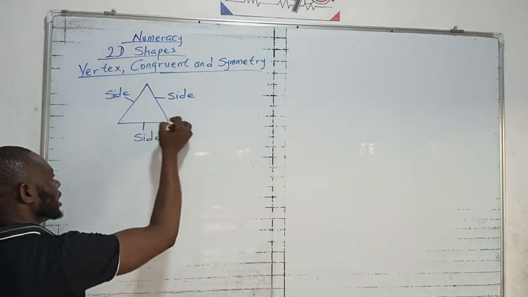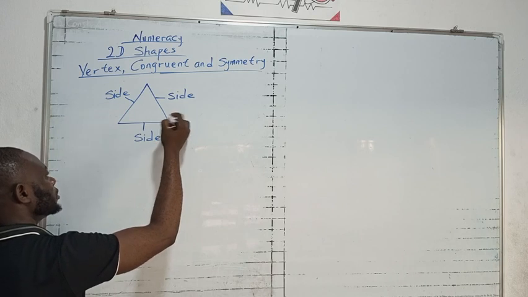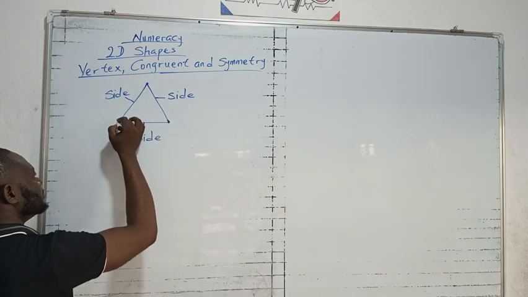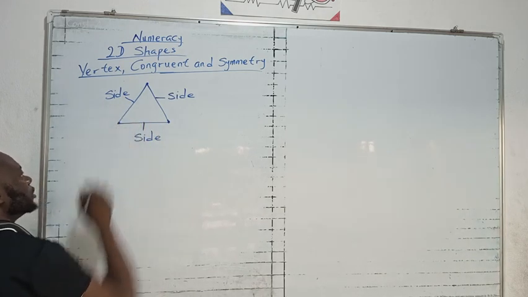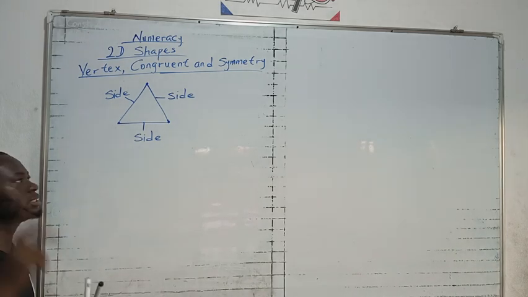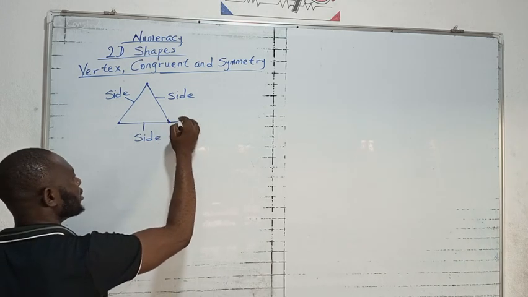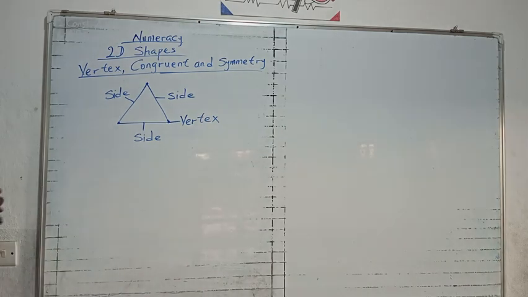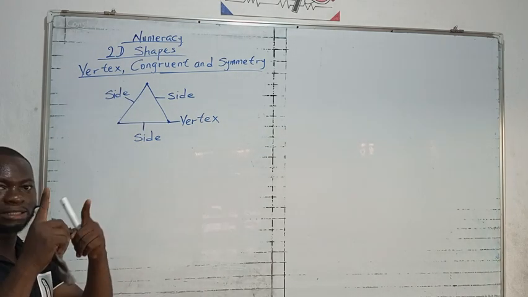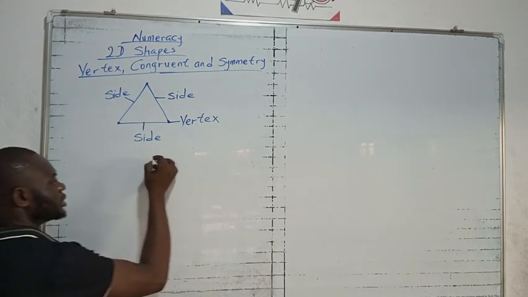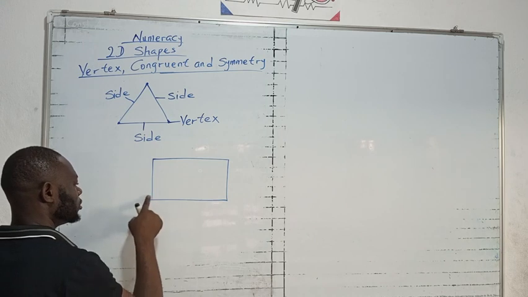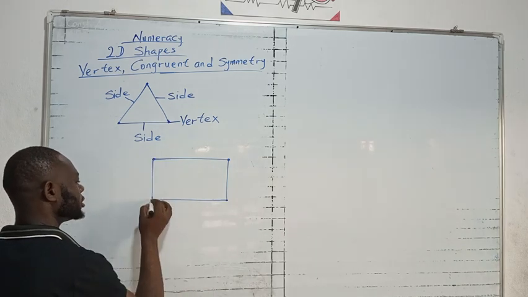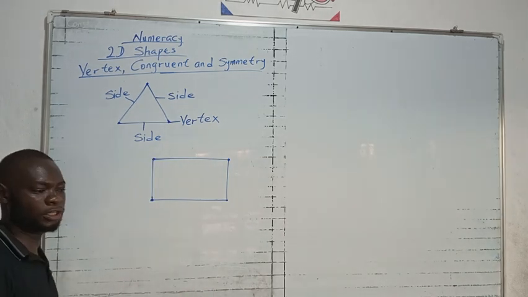Now, each of these sides met at a point. This side and this side met at this point. This side and this side met at this point. This side and this side met at this point. Now, the point at which two sides meet is called the vertex of the shape. So this is a vertex. The point at which two sides of a shape meet is called the vertex. So if this is a rectangle, the point at which these sides meet is known as the vertex of the shape.